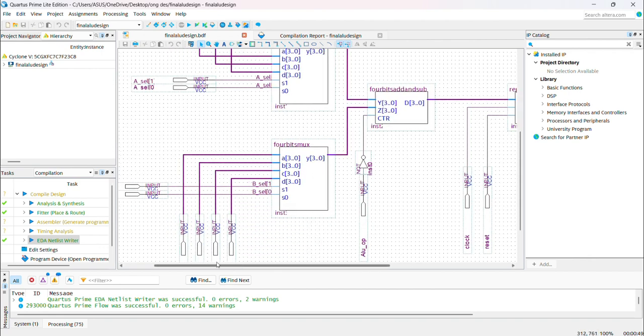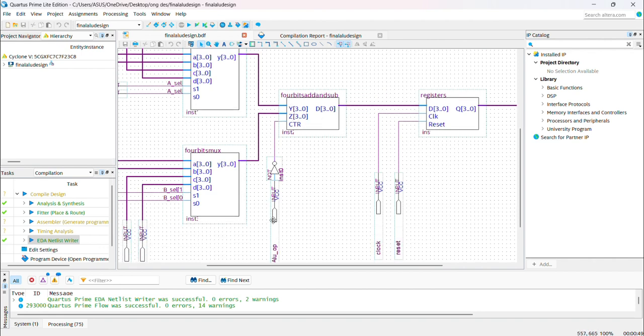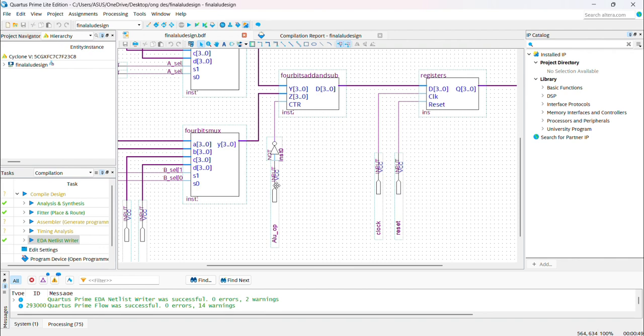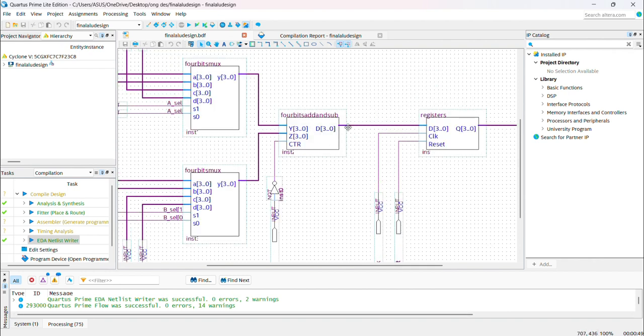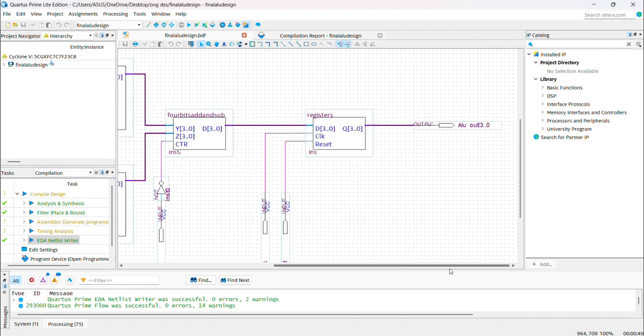And B is also the same. Then after passing through this selector, we pass through this 4-bit adder and subtractor, where input 1 from ALU operation is addition, and input 0 from ALU operation is subtraction. After the operation completes, it passes through the register, where the clock and reset are applied, and finally the output from the register is ALU out.